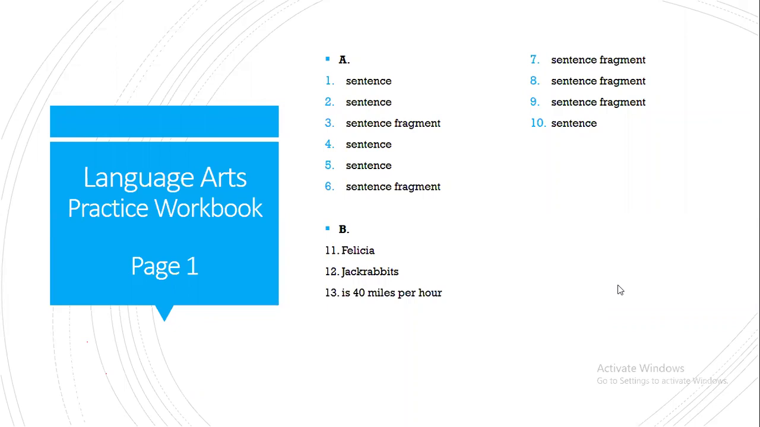Alday, can you do the next one? Number 14. Can be 8 inches long. Are you paying attention? We already used jackrabbits in number 12, so we can't use it again. Their ears. Excellent. Their ears can be 8 inches long. And finally, the last one that is left is by eating cactuses. They get water by eating cactuses. Okay? Easy enough?